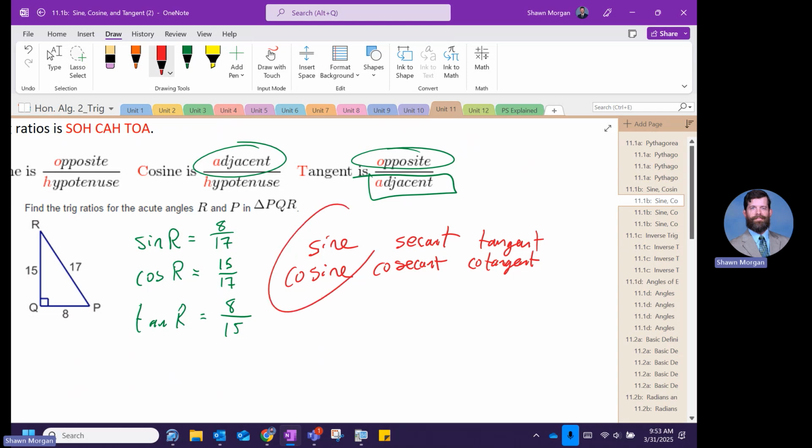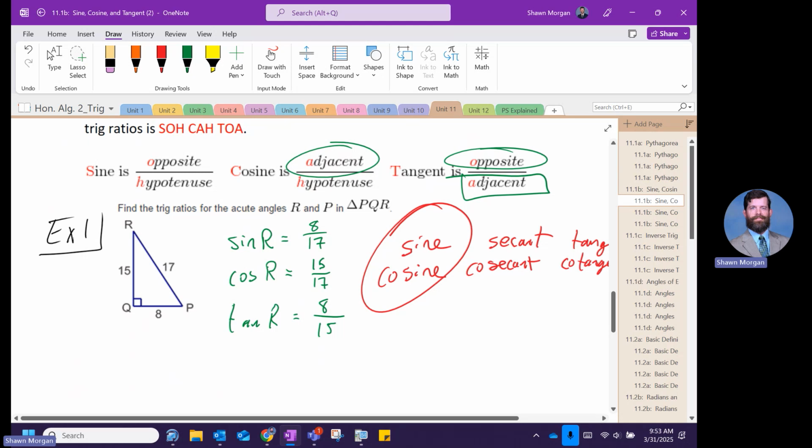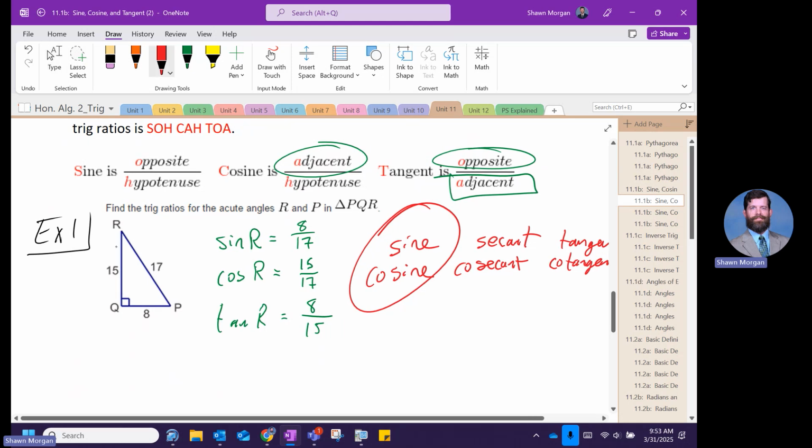And so these two, like BJ just said, being co-functions, what that means is that for a given right triangle, the sine of R is going to be the same thing as the cosine of P, because those two angles right there are, well, you tell me what's the relationship between R and P?